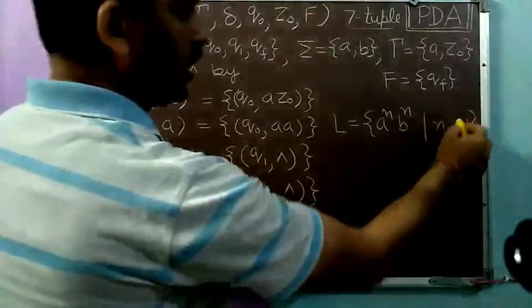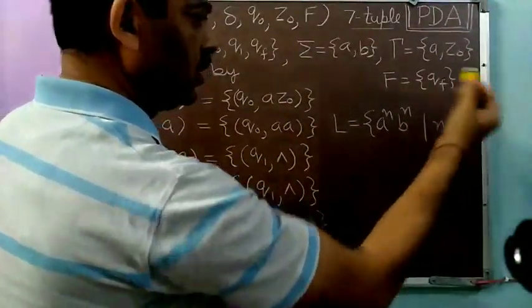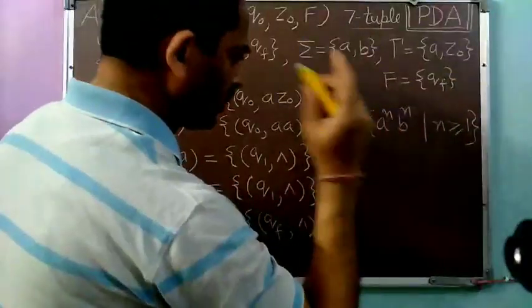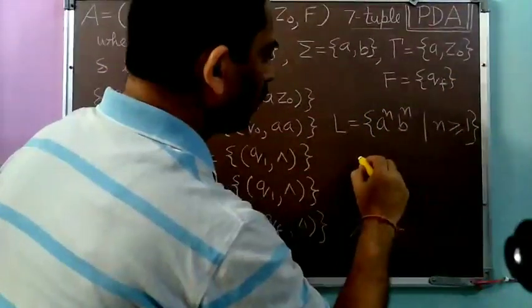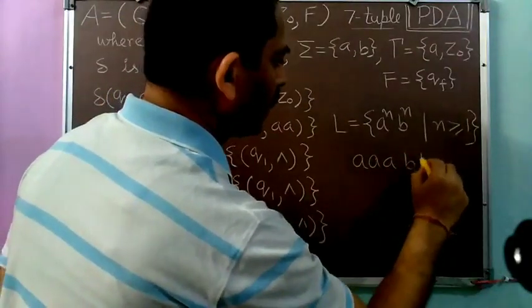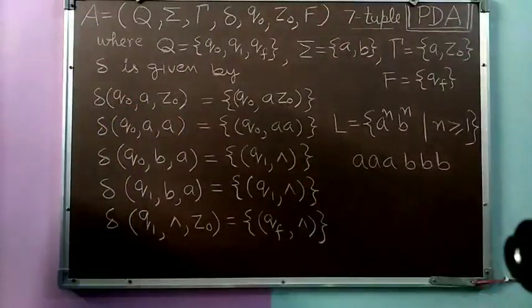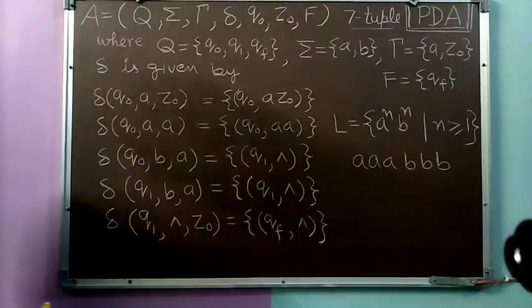We take a string with N equal to, suppose, 3. So the string will be triple A, triple B. Let us see whether this string will be accepted by this PDA or not.